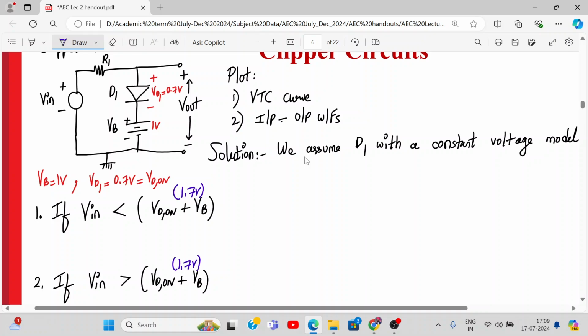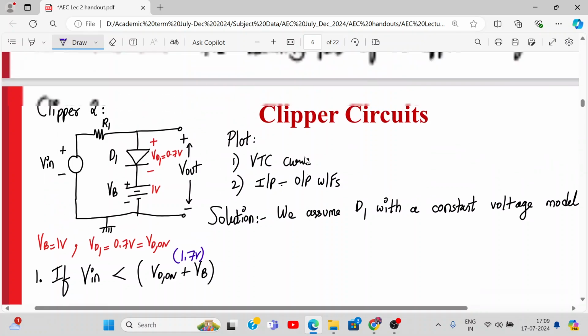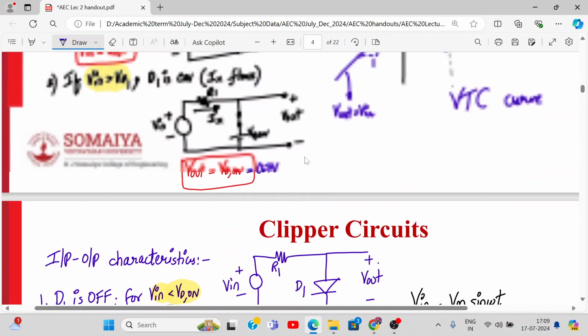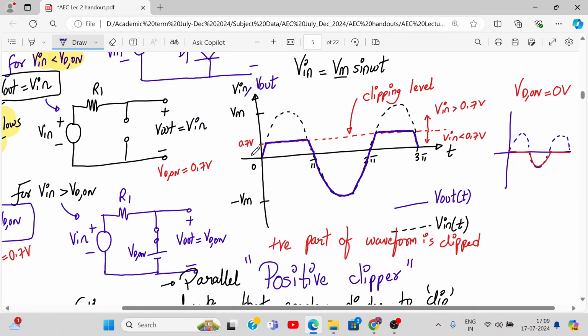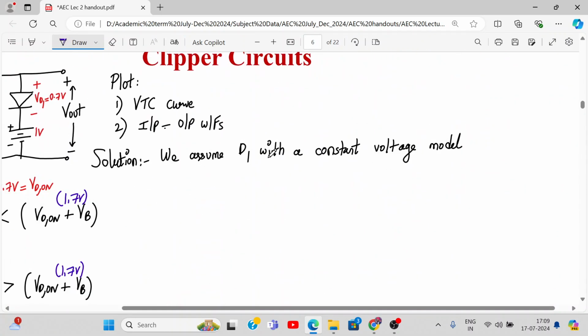Earlier the clipping level was 0.7. Now how much will it become? Exactly. So it's the same circuit, everything is remaining the same. The only thing is this will become 1.7 now, and this will also become 1.7. This will increase from 0.7 to 1.7. The rest of the entire waveform will remain the same. Let us draw that again.